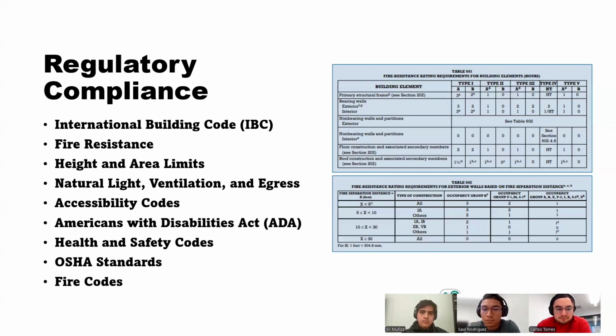There are certain entities that focus only on health and safety codes, such as OSHA, which ensures workplace safety, and the local, state, and federal fire codes, which mandate maintenance of egress pathways and fire protection systems.